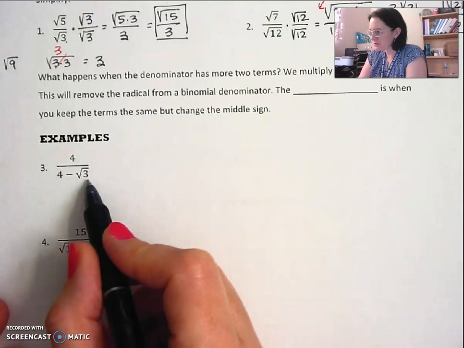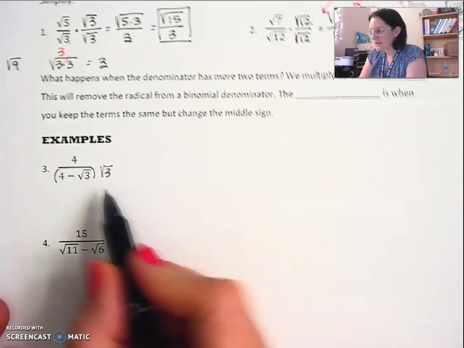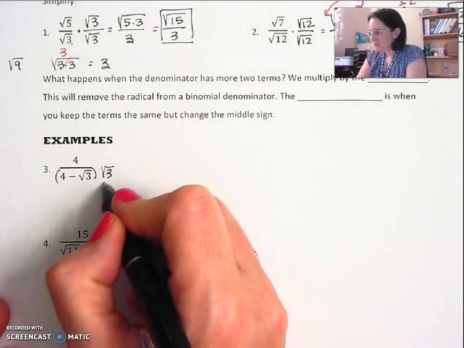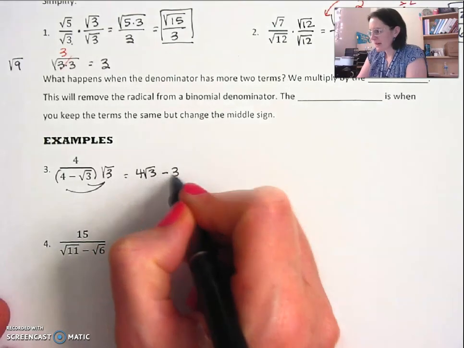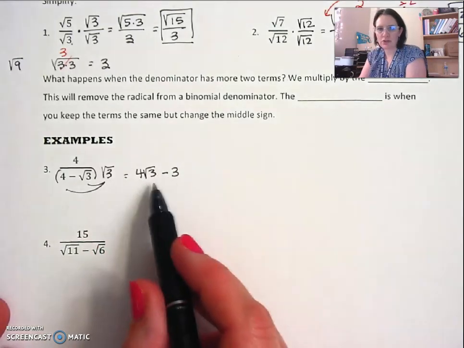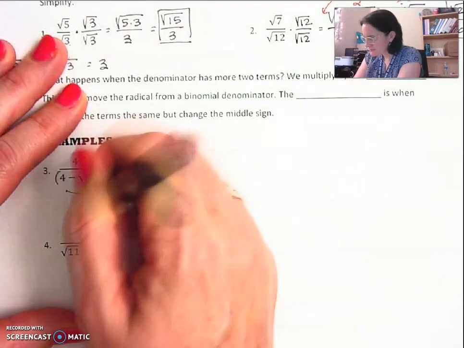If I were to just multiply this bottom by square root of 3, it wouldn't actually get rid of the radical, because after I distribute, I would still have a radical. I would have just transferred it over to the first term. So here's what we're going to do instead.